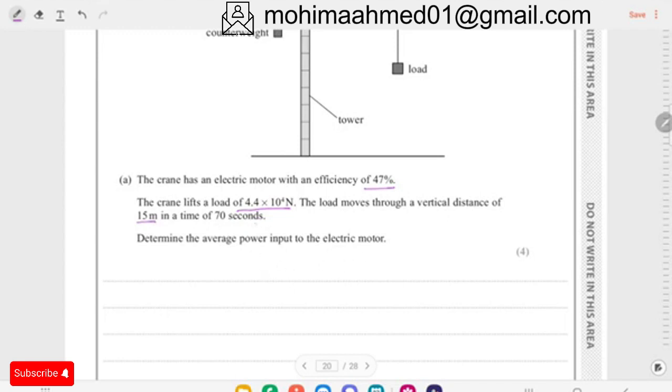Okay, so over here they have provided you with the force and the distance moved, right? So you can find out the work done, and if you divide it by time, you can find out the output power, and how much power was actually used to move the crane.